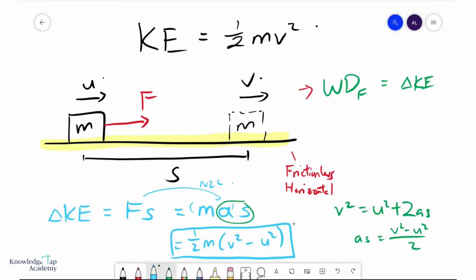Typically, we say kinetic energy is simply half mv squared because we assume that the object accelerates from 0, or rather from u equals 0, in which case half mv squared minus 0 is just half mv squared. But the more generic expression, of course, is half m (v squared minus u squared) for the change in KE.